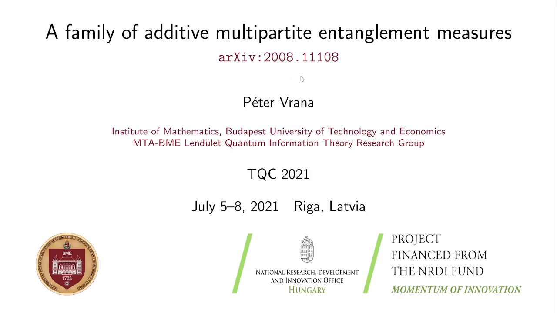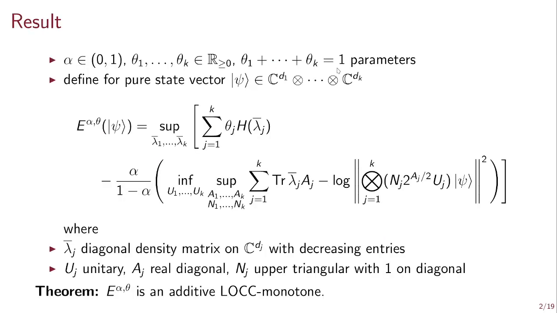My talk is about a family of multipartite entanglement measures. It's based on a preprint that you can find on the arXiv with a similar title. I'll start with a short summary of the result in the simplest possible terms.